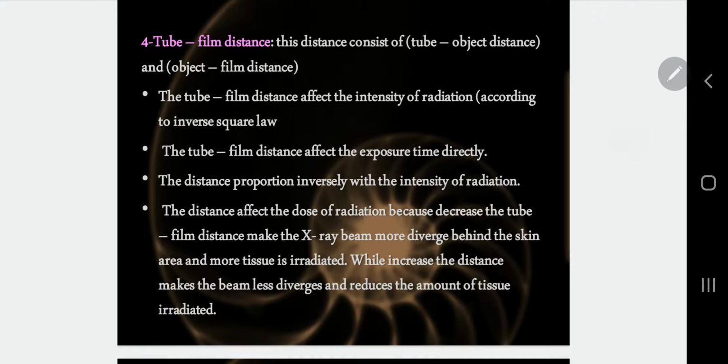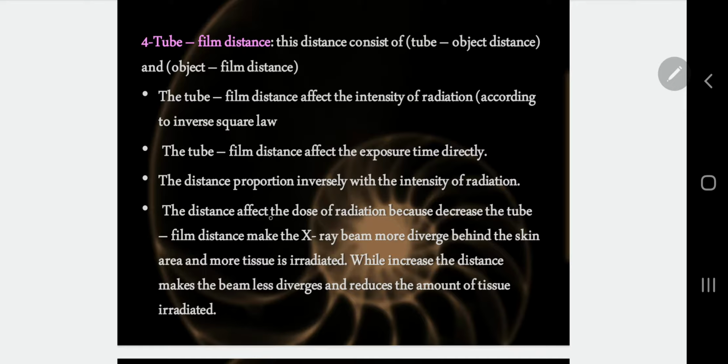Tube film distance. This distance consists of the tube object distance and the object film distance. The tube film distance affects the intensity of radiation. The tube film distance affects the exposure time directly. The distance is inversely proportional to the intensity of radiation.